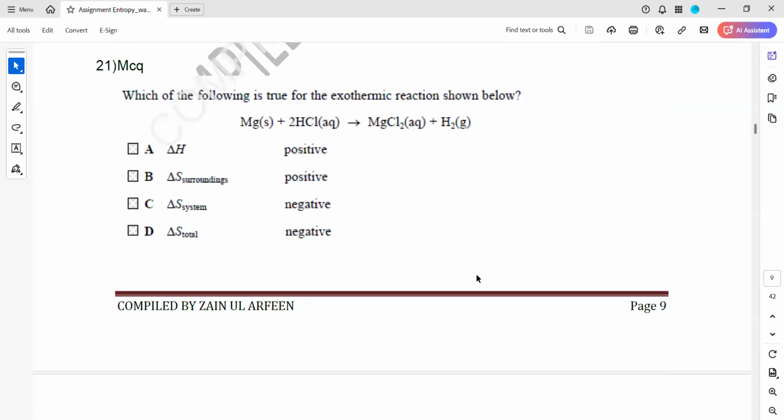Question 21, assignment entropy, MCQs. Which of the following is true for the exothermic reaction shown below? You can also use the chat, or use your mic to answer, and I will discuss.